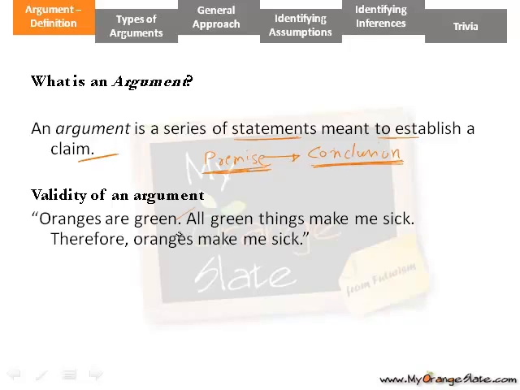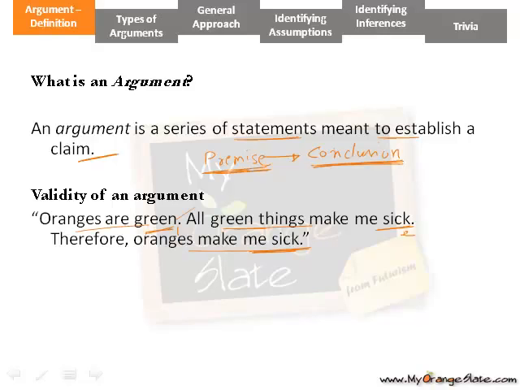Say in this case, the premises are: oranges are green. That is one premise. All green things make me sick. That is another premise. And based on these two premises, it is concluded that oranges make me sick. Right. If we accept that oranges are green, and if we accept that all green things make me sick, then oranges do necessarily make me sick. Thus, this argument can be said to be a valid argument because if we accept the premises, we must accept the conclusion.